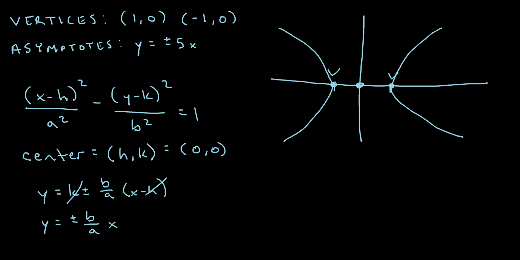So what is a? Well, a is the distance from the center to each vertex. So we can see that this distance right here is just 1. We would have to add 1 to the center to get to each vertex. So if a is 1, well, we know that the asymptotes are described by the equation y is equal to plus or minus 5x. So notice that b over a must be equal to 5. And we just found that a is equal to 1, so b over 1, which is just b, must be equal to 5.